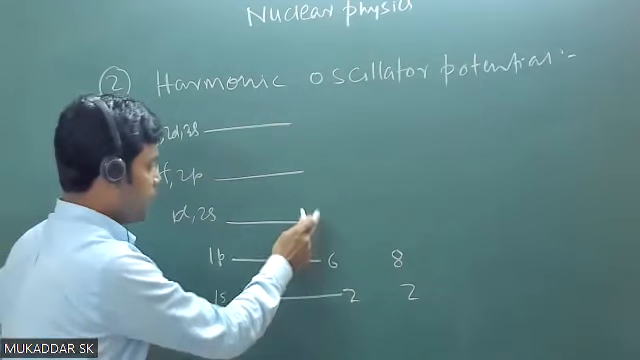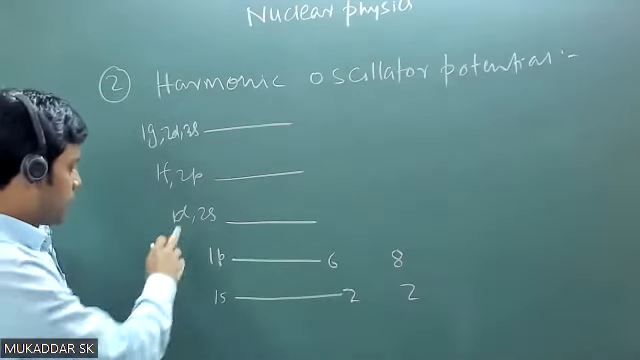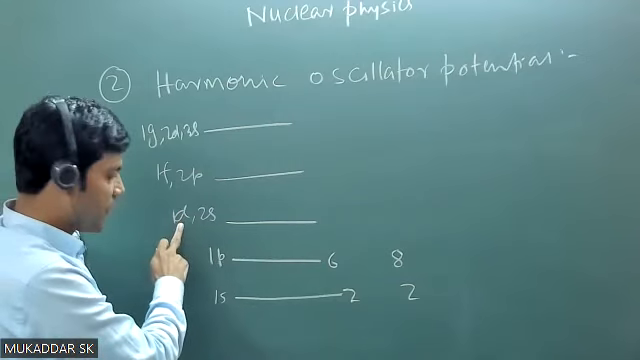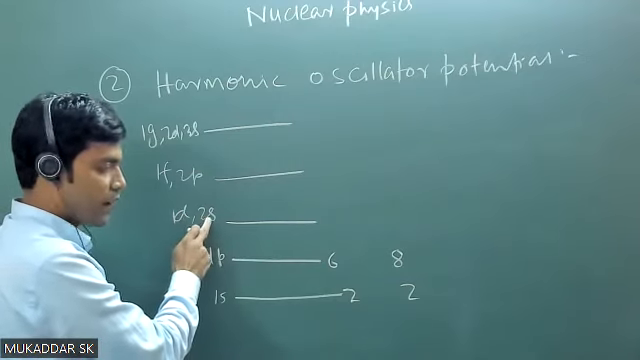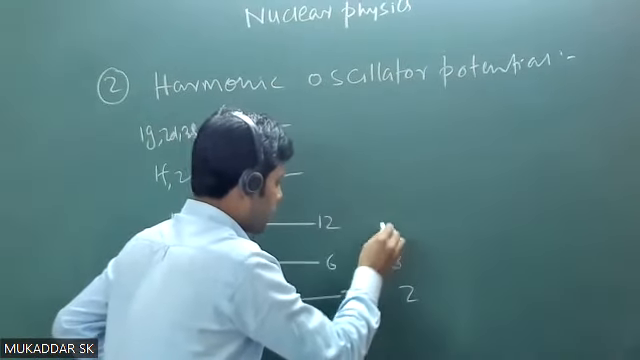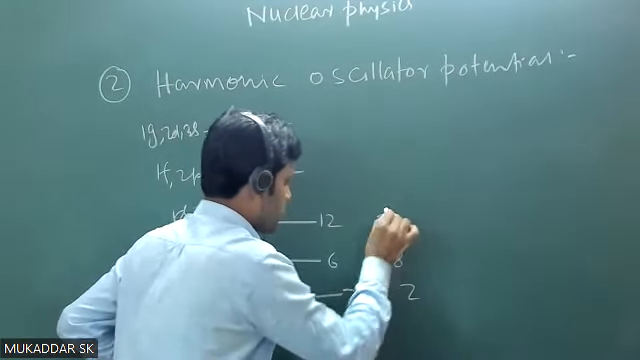यहाँ पे कितना रह सकता है? 12. D में 10 रह सकता है, आपका S भी है. So 10 plus 2, 12. And corresponding magic number will be 20.